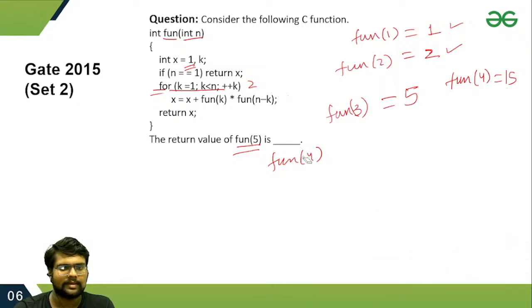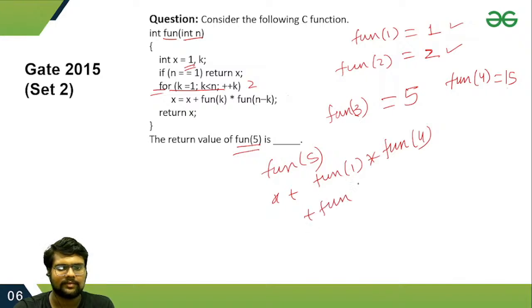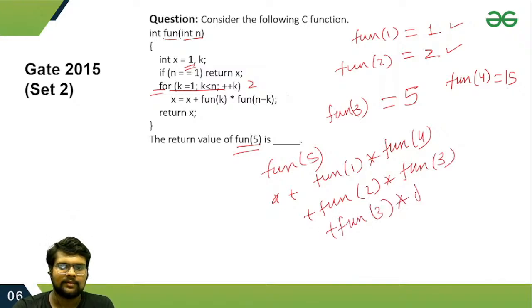Okay. Now let's calculate fun of 5. So fun of 5 will be x plus fun of 1 into fun of 5 minus 1, that is 4. Then fun of 2 into fun of 3, 5 minus 2, that is 3. Then fun of 3 into fun of 2, 5 minus 3 will be 2. Then fun of 4 into fun of 1.